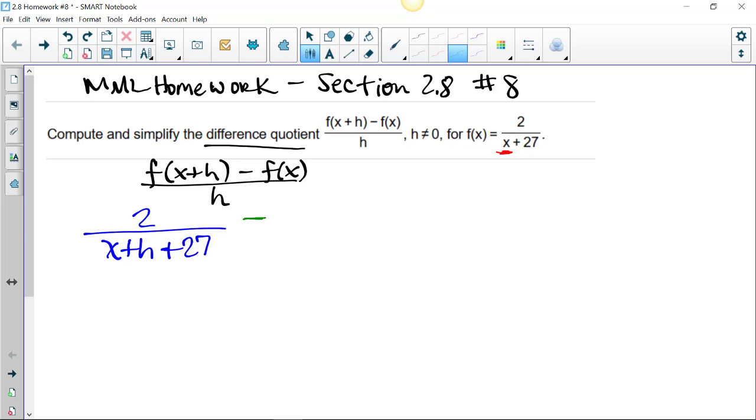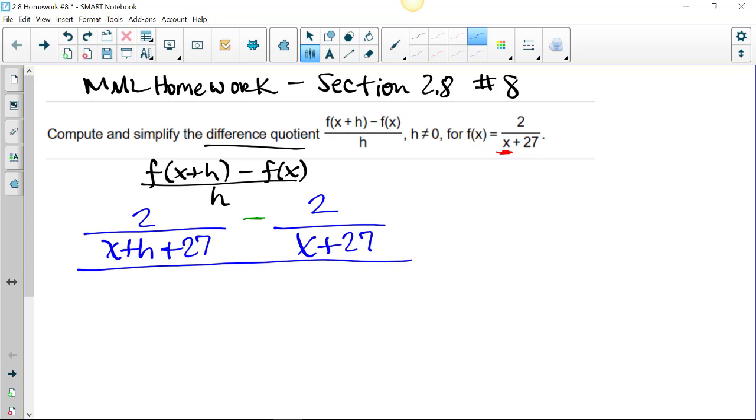Then we're going to subtract the original function, which is 2 over x plus 27, and all of that over h. So the worst part about this problem is simplifying the numerator. Okay, so what I might do is come out here to the side and take a look at that.